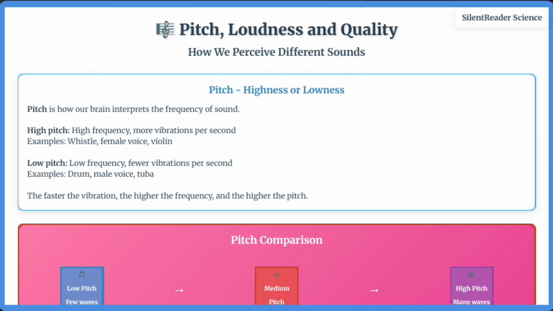The human ear can hear sounds in the frequency range of about 20 Hz to 20,000 Hz. Sounds below 20 Hz are called infrasound, and sounds above 20,000 Hz are called ultrasound.